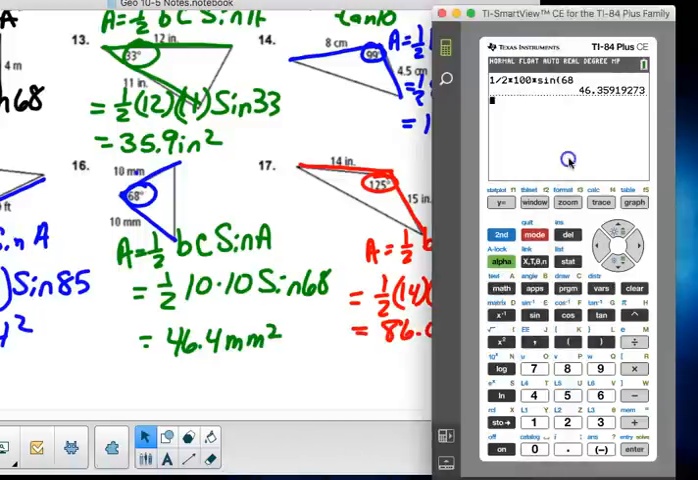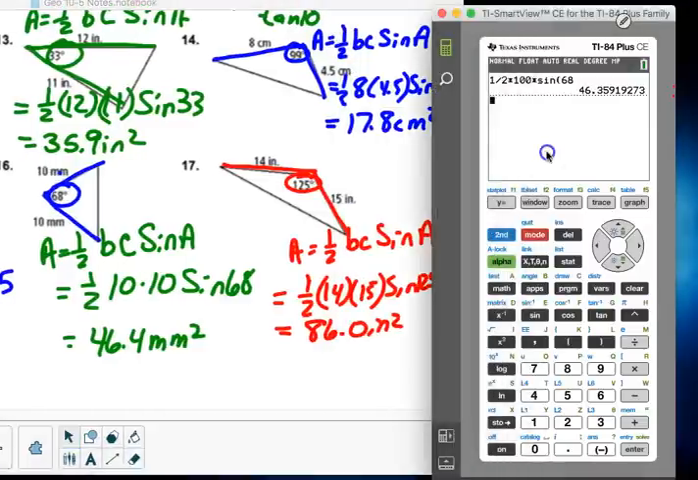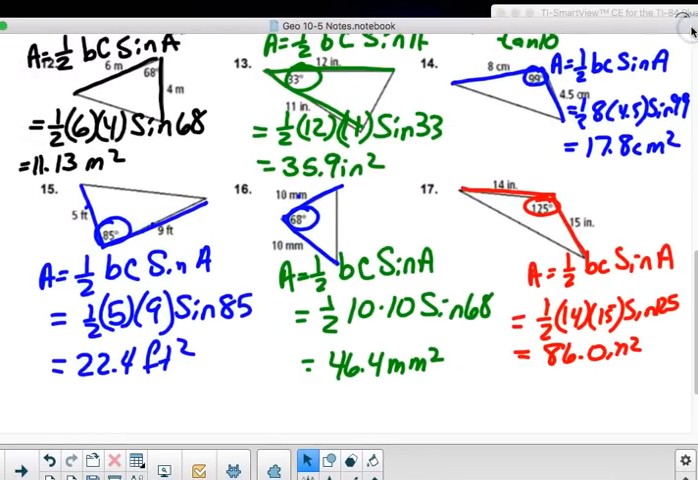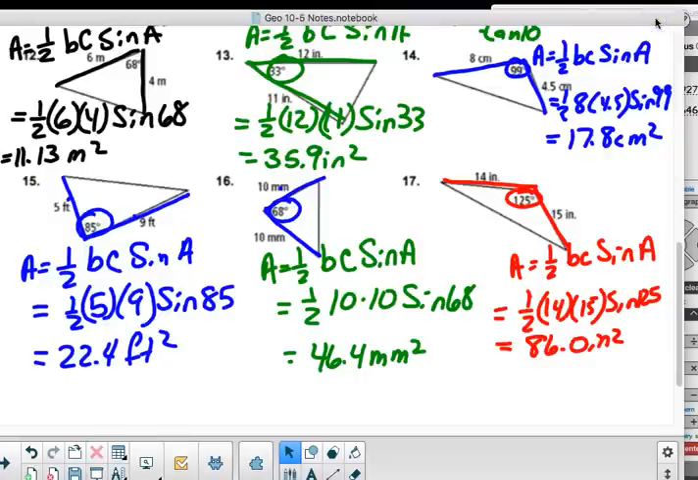Let's just double check because I had that funky calculation on that last one. So I got 14 times 15. Let's go 15 times 7, because that's half of 14, times sine of 125. It's 86.0. Awesome. Now, here it is. The big kahuna. I just found the area of a triangle given two sides and an angle.